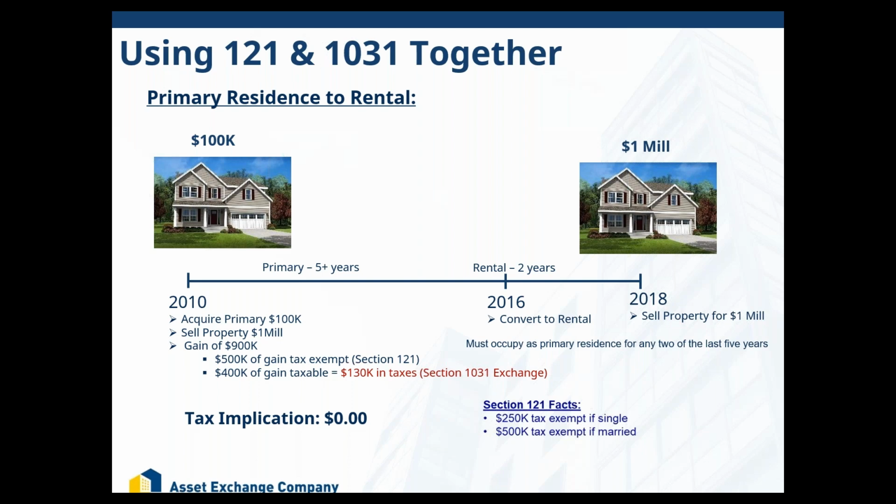Now that additional $400,000 worth of gain that we were subject to taxes on in 2016 when we were selling it, again, because in 2018 it's an investment property, we're going to claim a 1031 tax deferred exchange on that portion of the gain, the $400,000. We're going to defer those taxes. So when we sell the property in 2018, we pay no tax.